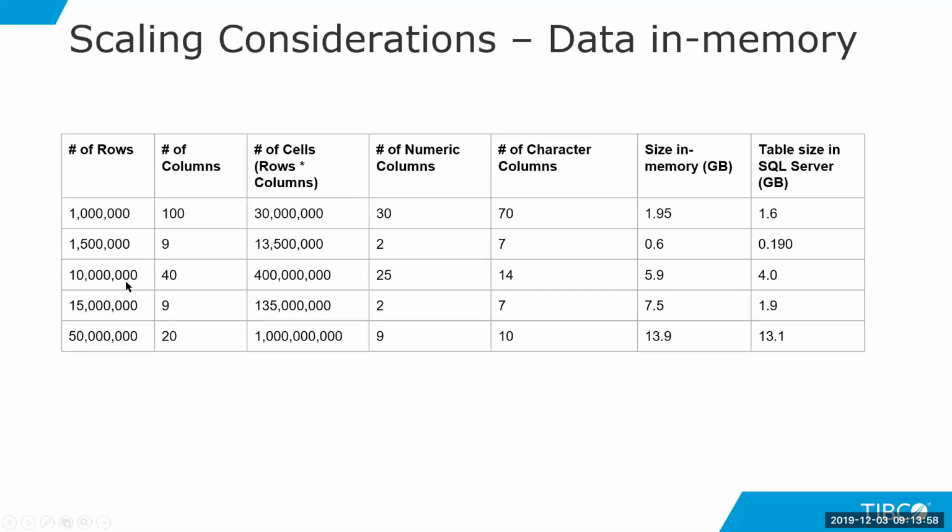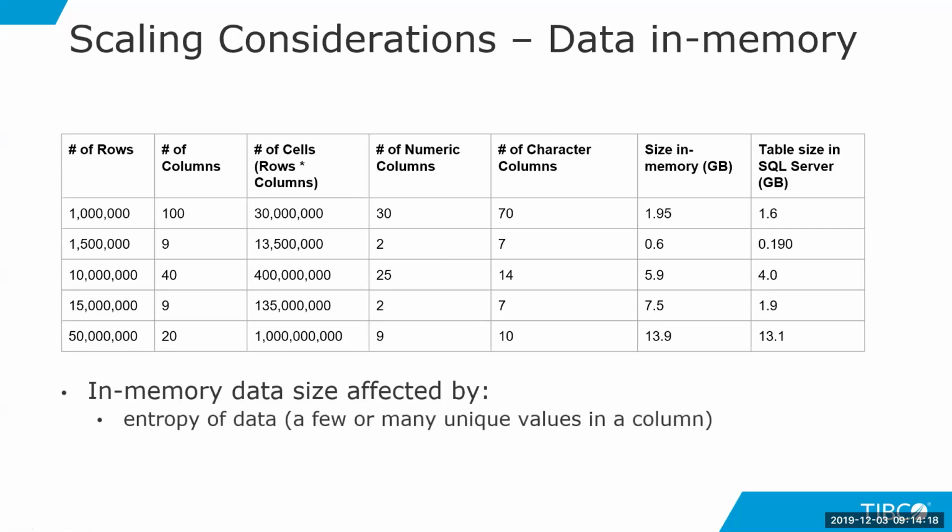As we look down this, we see another one, and this is an interesting comparison. This one has 400 million cells versus 135 million cells, but the 400 million is actually smaller. One of the things that affects the in-memory data is the entropy of the data, so how many unique values are in a column?